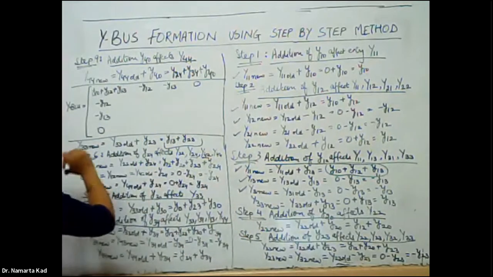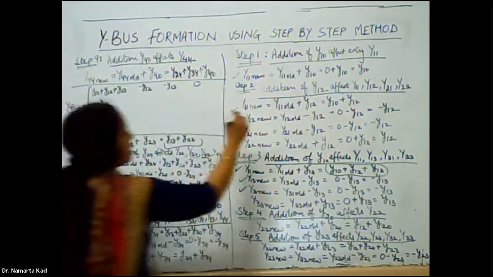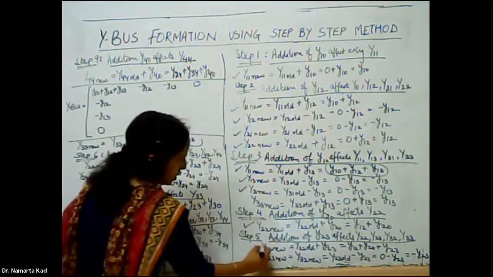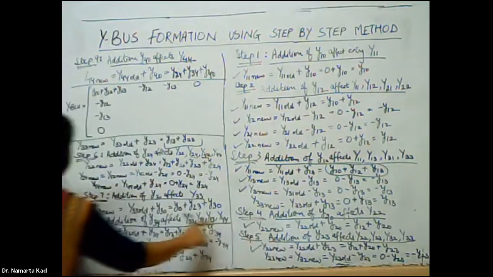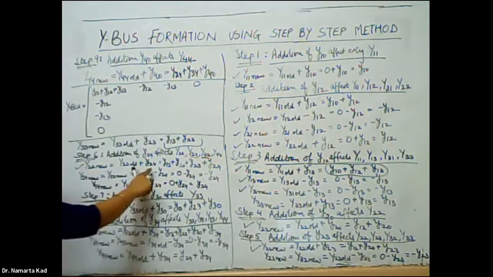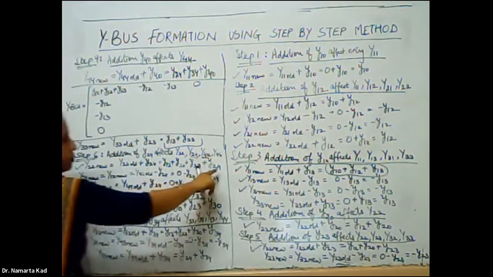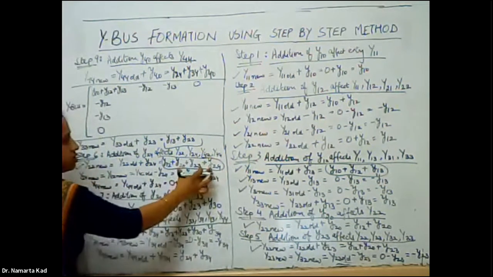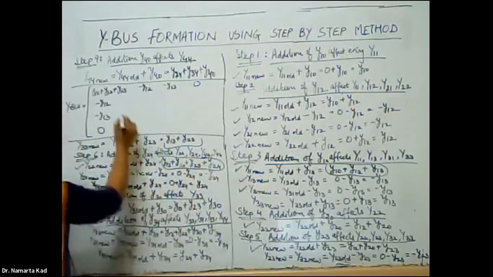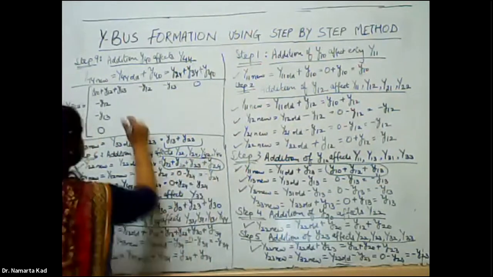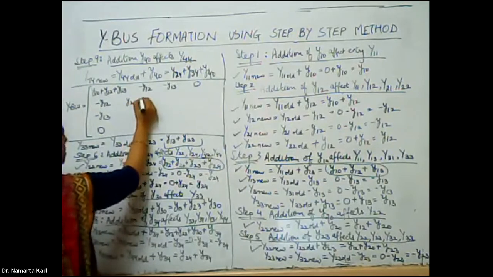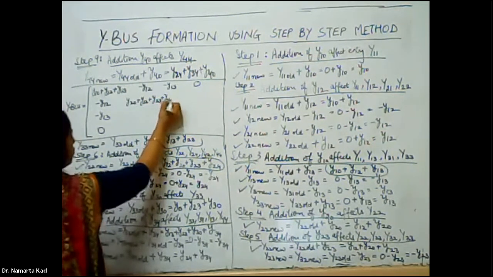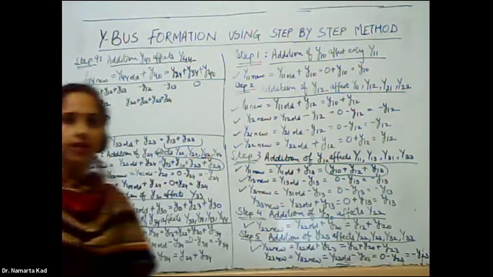Now next, check the Y22 entry. Here it is Y22, here it is also Y22, here it is also a Y22 entry, and then after that here it is also a Y22 entry. This one is the last entry for Y22, and this is the final result. Writing them in sequence, it comes out to be Y20 plus Y12 plus Y23 plus Y24. So this is the entry for Y22.